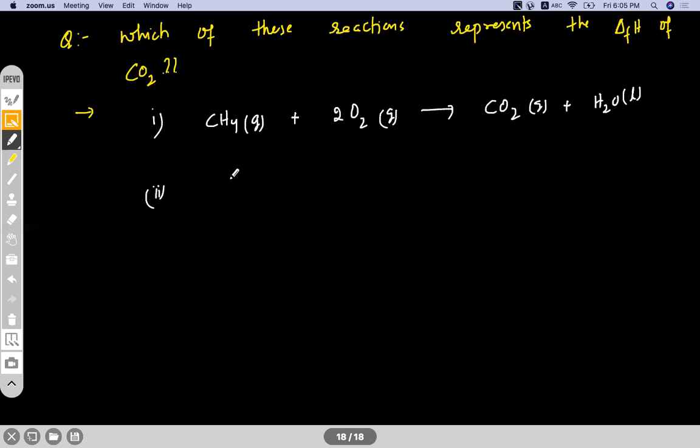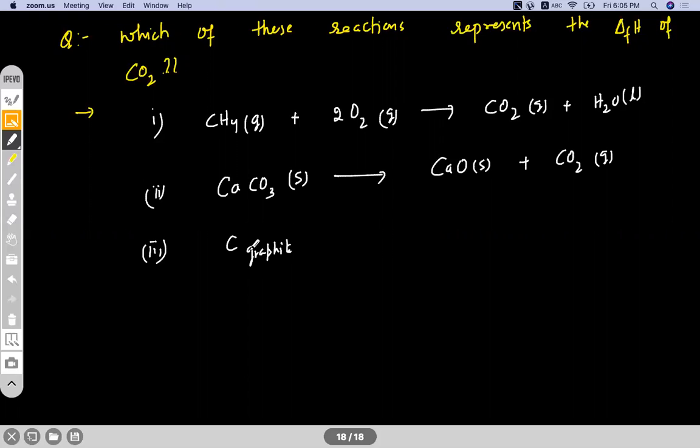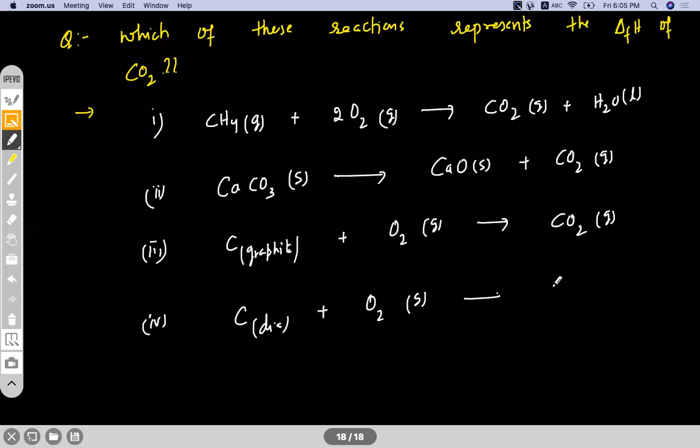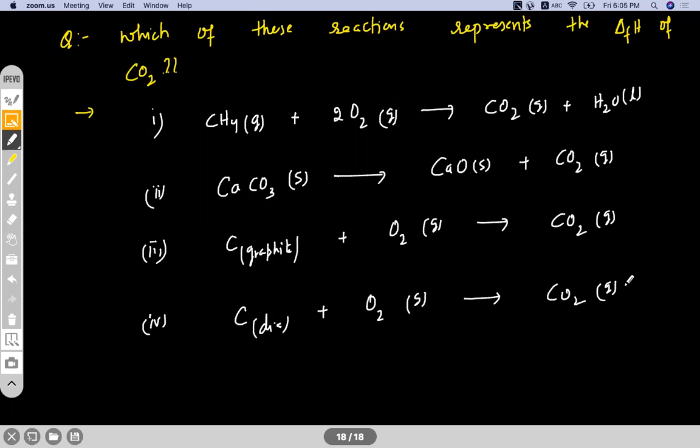The second one, we have CaCO3 solid gives CaO solid plus CO2 gas. Third one is carbon graphite plus O2 gas gives CO2 gas. Carbon, we have diamond plus O2 gas gives CO2 gas. Which one represents the enthalpy of the formation of carbon dioxide?